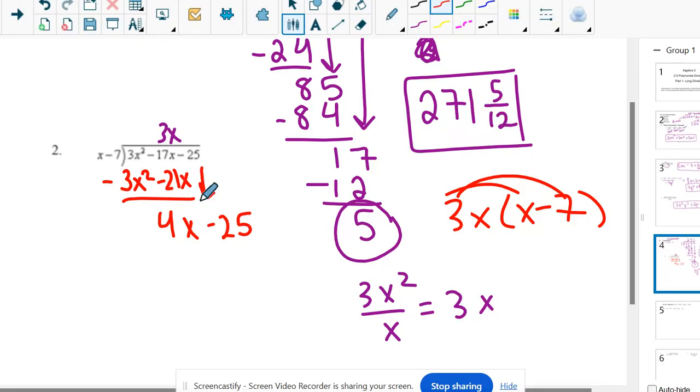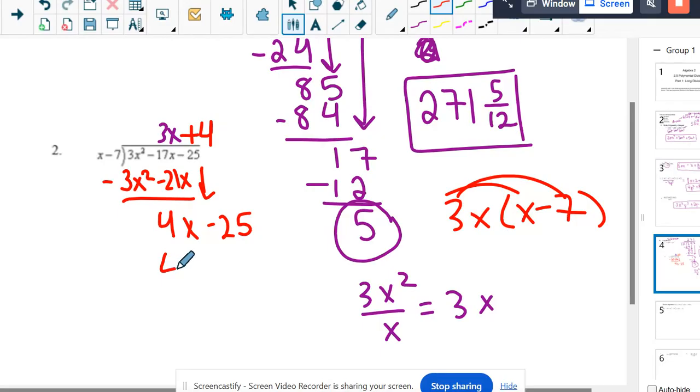Then you see how many times x goes into 4x. Well, 4 times. Or you divide 4x by x. You could also ask yourself, what times x would give me 4x? That'd be 4. So you write plus 4 at the top. And then you multiply the 4 with x minus 7.